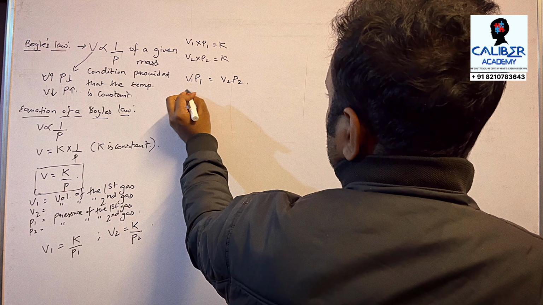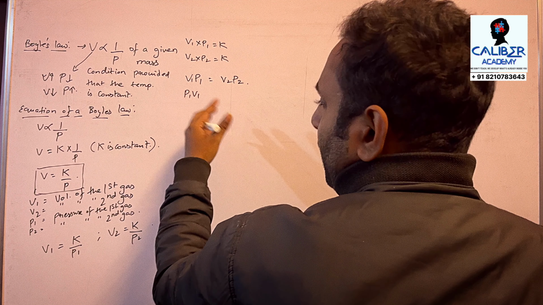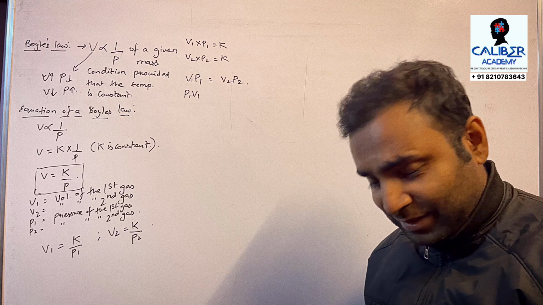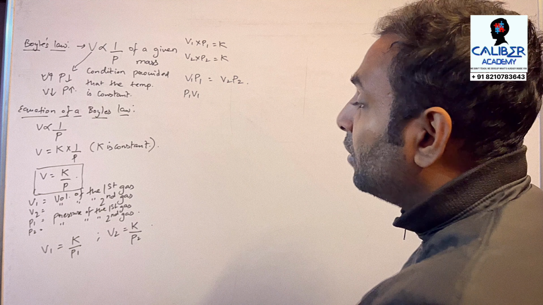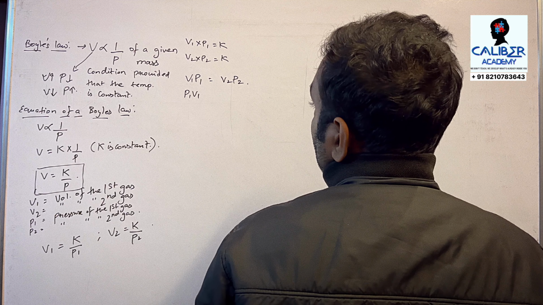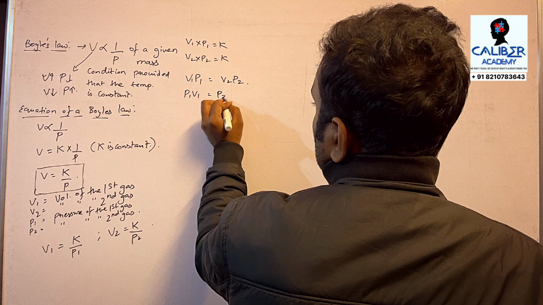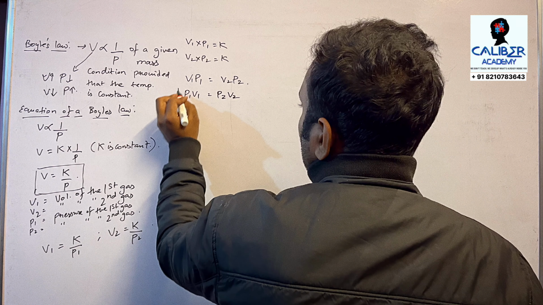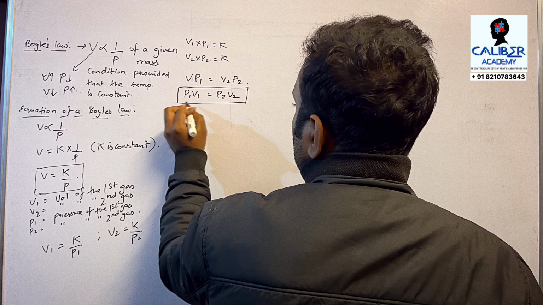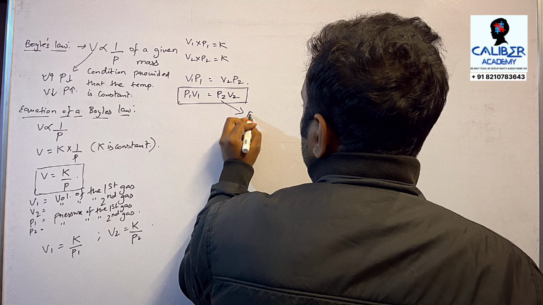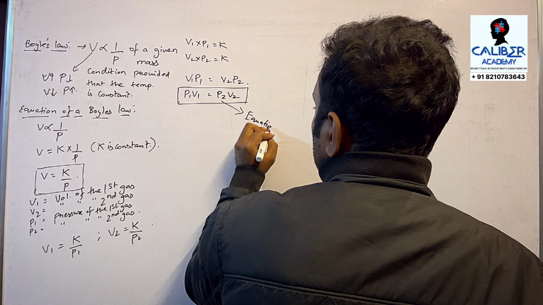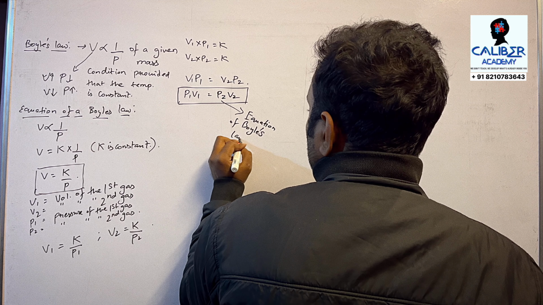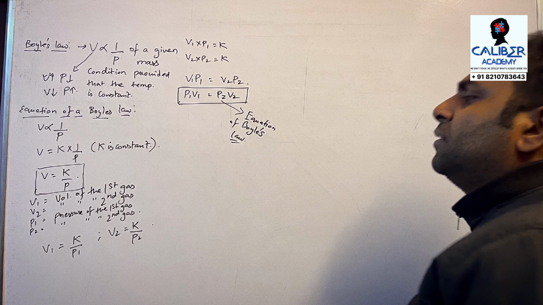If we write it correctly, P1 V1, we have just arranged it. V1 P1 is equal to V2 P2, both are the same, right? Mathematically both are the same. So P1 V1 is equal to P2 V2. So this is the required Boyle's law equation. This is the equation of Boyle's law, and the derivation has been completed here.